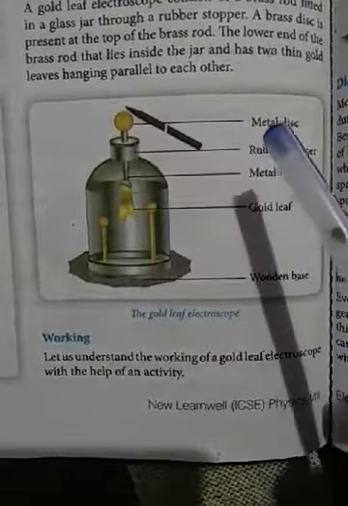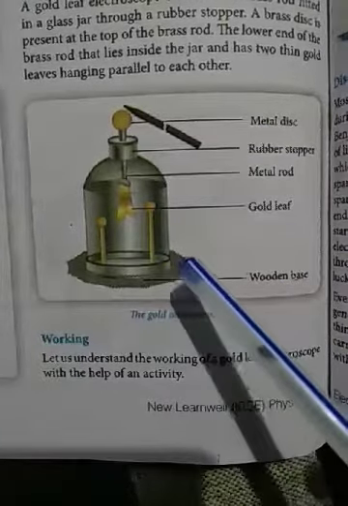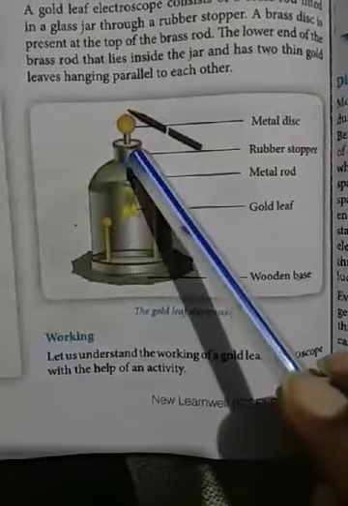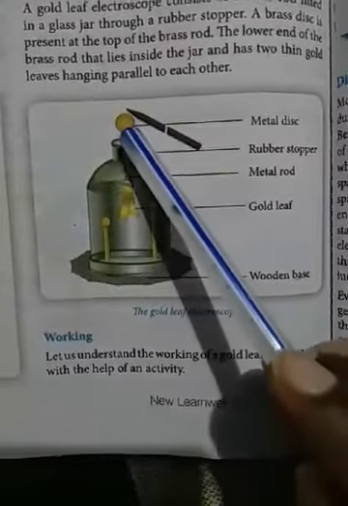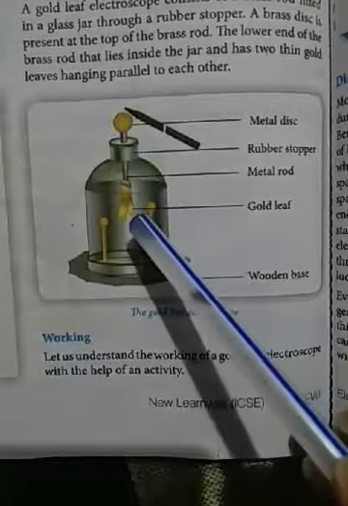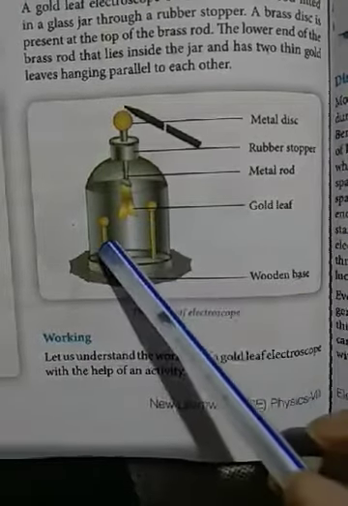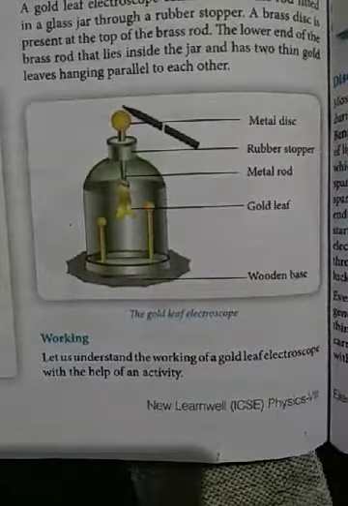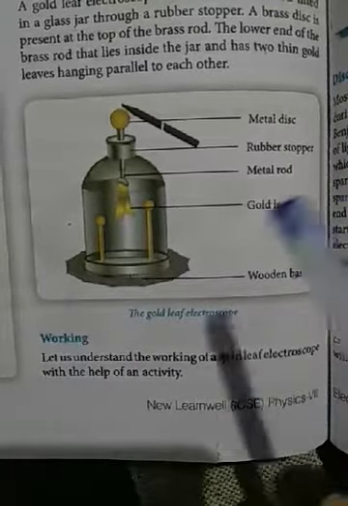brass rod fitted in a glass jar through a rubber stopper. This is the rubber stopper. A brass disc is present at the top of the rod. This is the brass disc. The lower end of the brass rod that lies inside the jar has two thin gold leaves hanging parallel to each other. These are the two thin leaves.